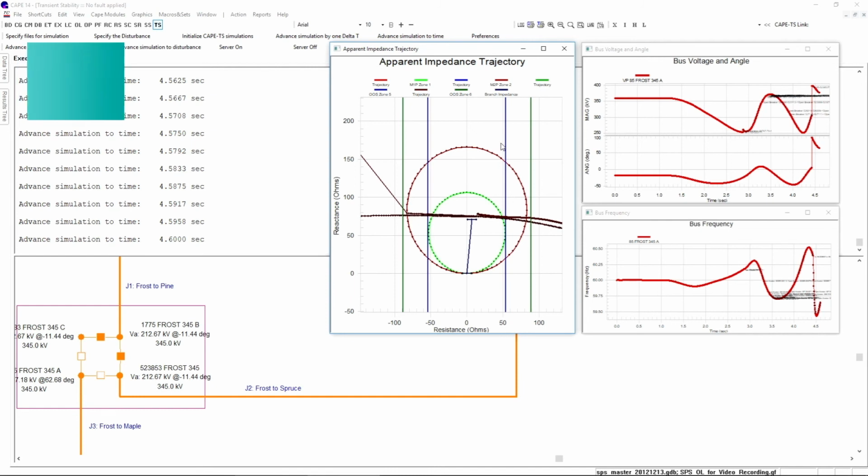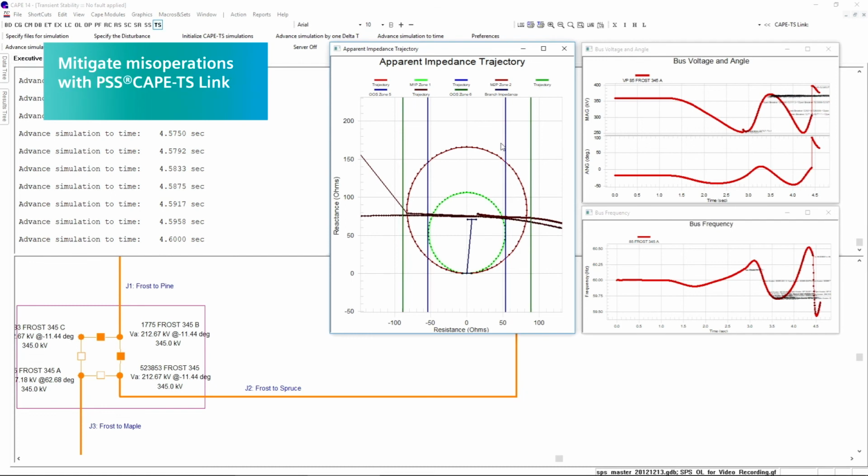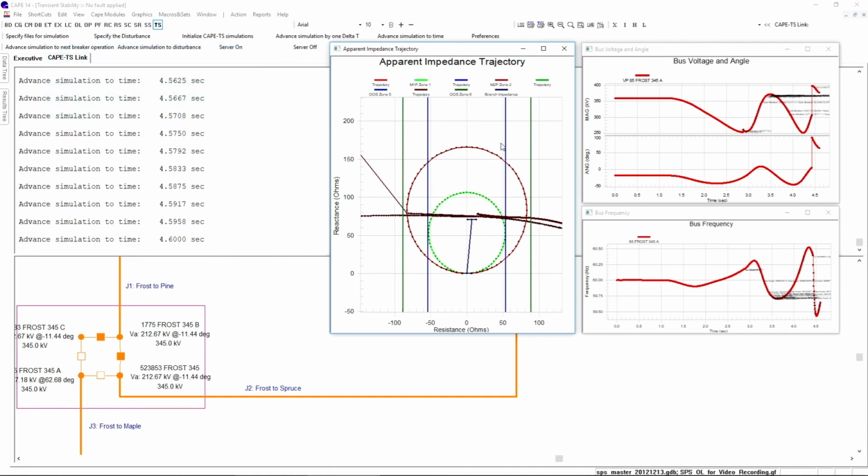Power system operators are particularly concerned about these types of events, and PSS CAPE TS-Link provides the details necessary to mitigate these misoperations. With this module, you can break down the barriers between transmission planning and protection tools to improve your grid reliability.